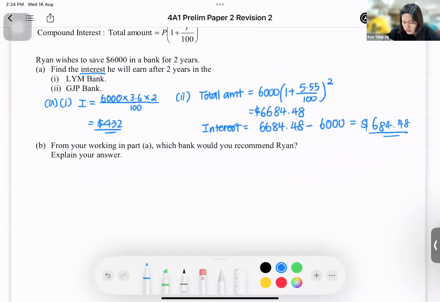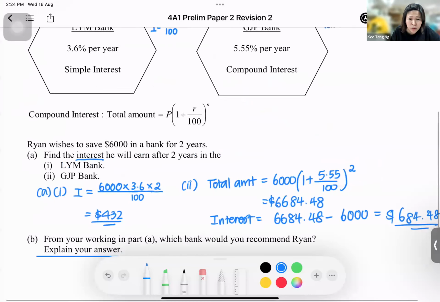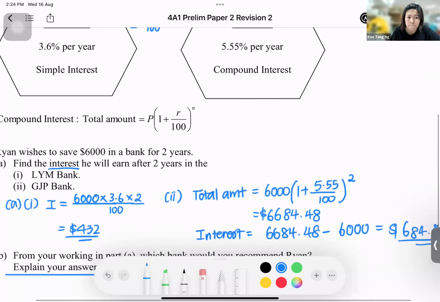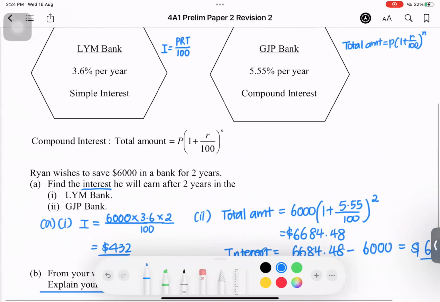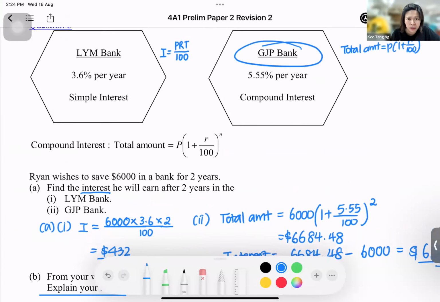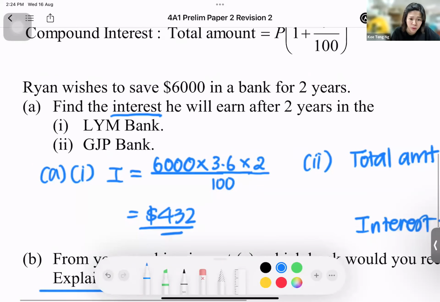So if that's the case, from your working, which bank will you recommend? And the question says, explain your answer. Don't just tell me which bank. Which bank will I recommend? Second bank, right? This one, the GJP, right? Why? Because I will earn more interest, right?